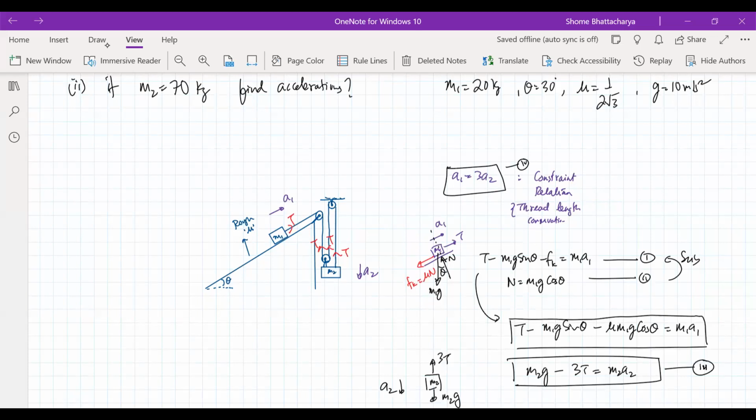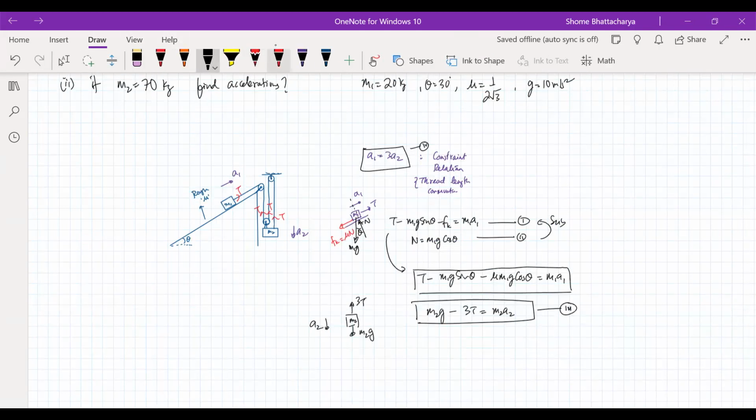So three equations from free body diagrams and one equation from the constraint relation. We are having that many unknowns, A1, A2, T and N, four unknowns, so four equations in all. Okay, so let's substitute the values in these two equations.